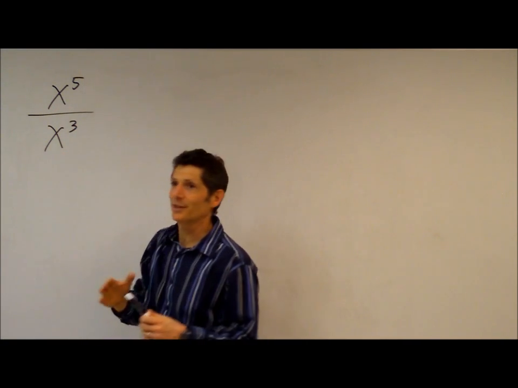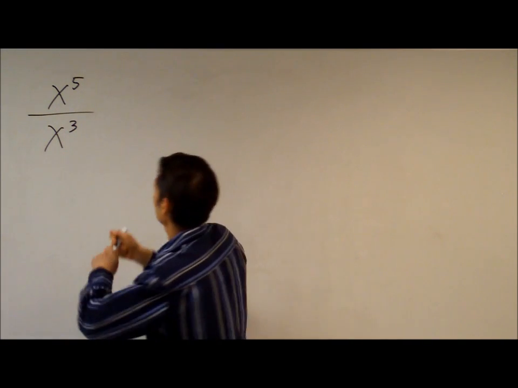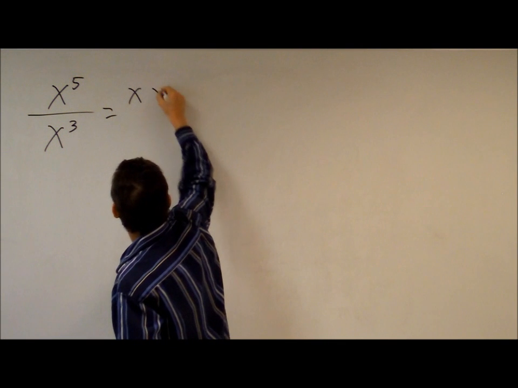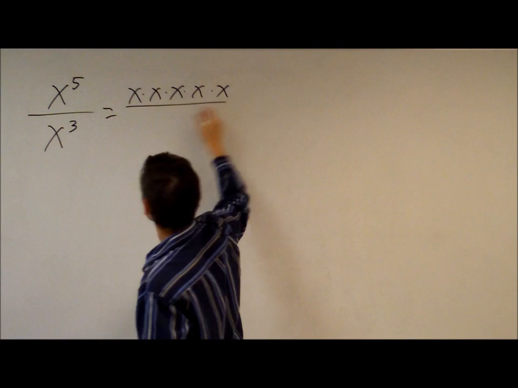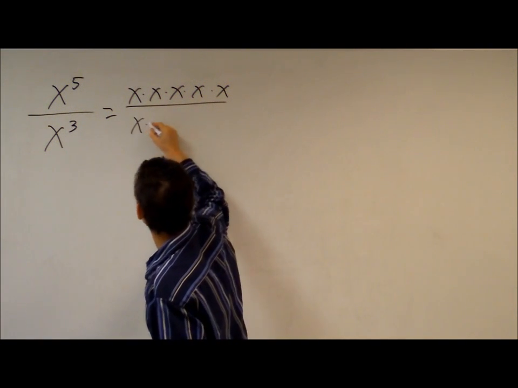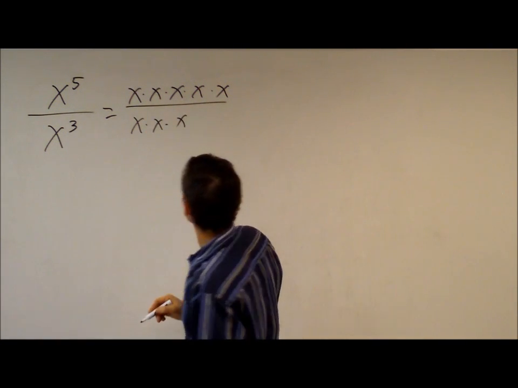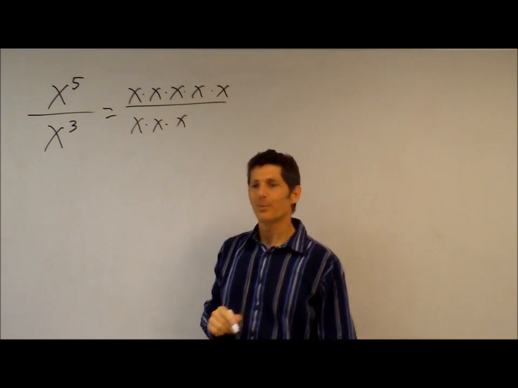I do x to the 5th as x times x. I think I'm going to write this out. x times x times x times x times x. Is that enough? I think so. I'm multiplying all those, and then x cubed, of course, x times x times x.